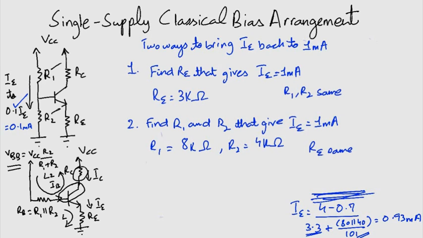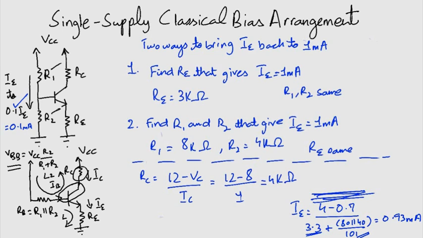Now moving on to the rest of the circuit, we can find RC very easily. This comes out to be 4 kilo ohms, and we have used the value of alpha to be 1 as compared to 0.99. This is just for simplicity. And so with that, our design is complete. Now let's move on to other biasing techniques.